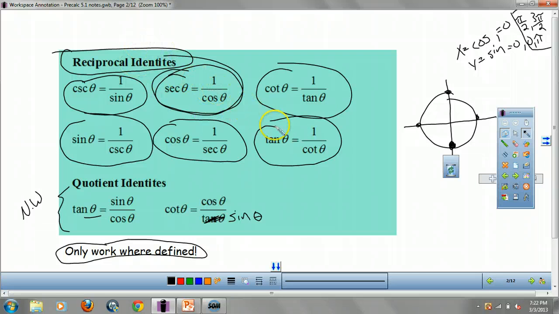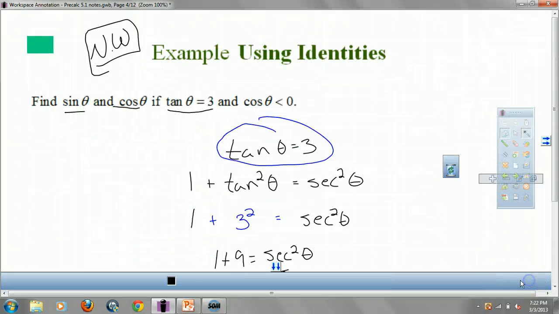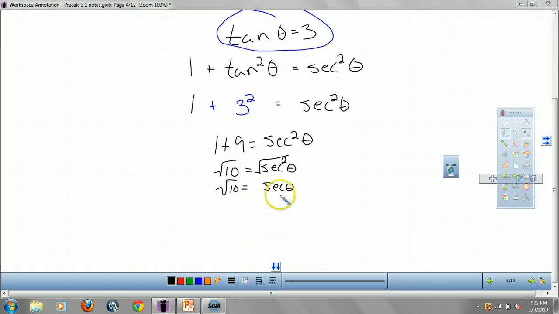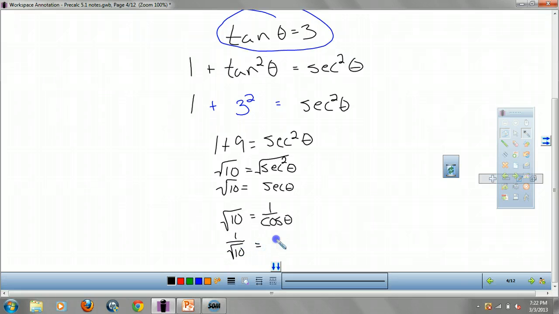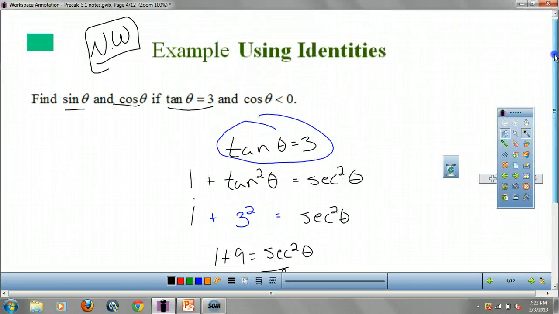Secant's 1 over cosine, right? So I can say square root of 10 equals 1 over cosine, right? Which means I can say 1 over square root of 10 equals cosine of theta. I can flip them both around.